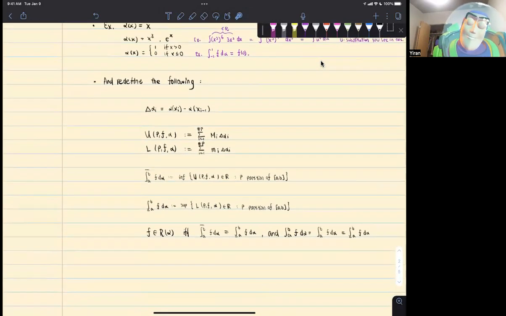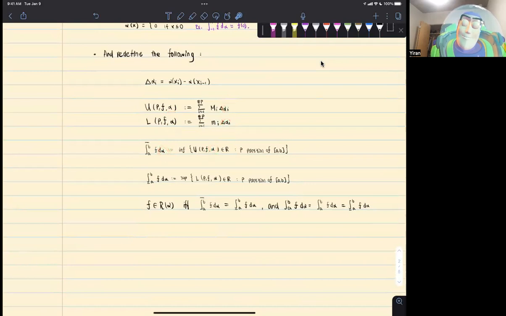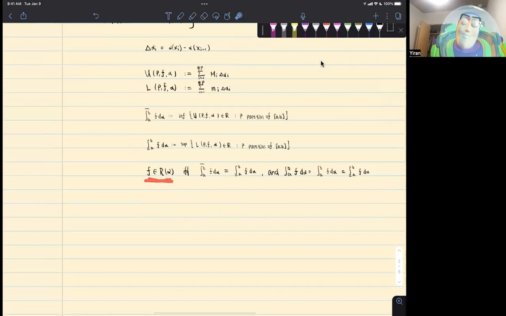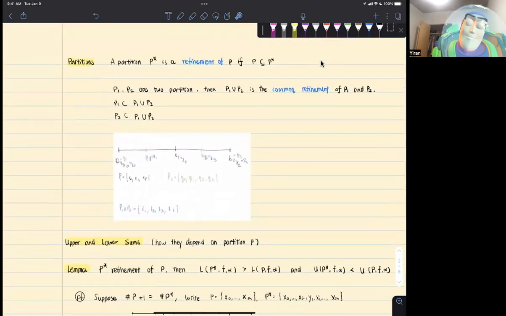Okay, and we redefine basically everything we defined before, just in terms of alpha here. Because we're using the function alpha, we specify the notations. So here f is Riemann integrable with respect to alpha if these two are the same, and this is the Riemann integral of f, again with respect to alpha. Okay, and partition. Refinement means that if you have partitions and one partition is a subset of the other, the larger partition contains more elements, and it is called a refinement of the smaller partition.